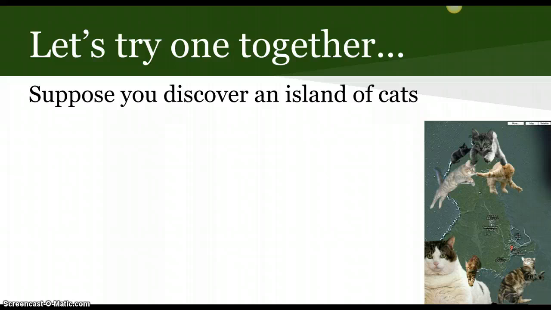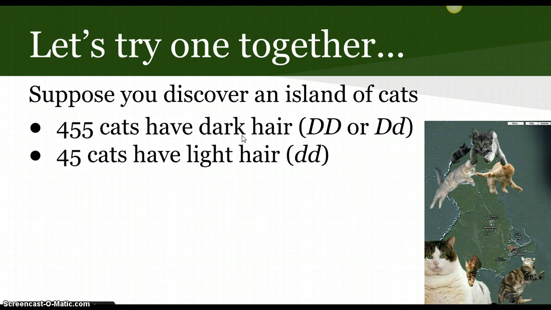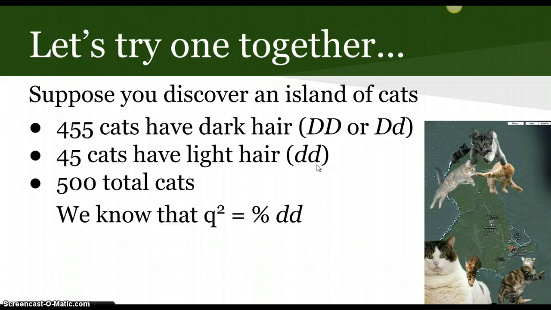So suppose you discover an island of cats. 455 cats have dark hair, so you know, since dark hair is dominant to light hair, that their genotype is either big D big D or big D little d. 45 cats have light hair, so their genotype is definitely little d little d, for 500 total cats.